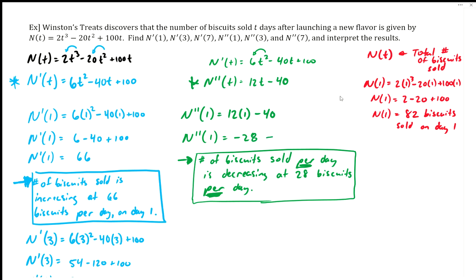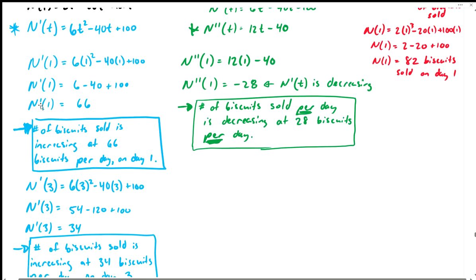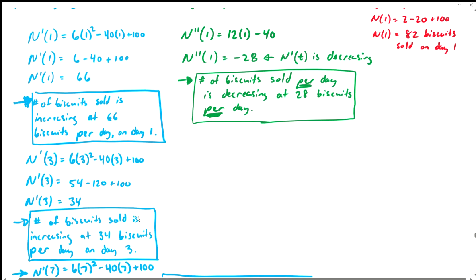Okay, so this is saying your rate of change. So this is saying your n prime of t is decreasing, which shows from n1 to n3. Okay, so this is like a predictor of what's happening or what will happen for us very soon. Notice it went from 66 to 34. So it's telling us, oh, something's about to happen with n prime of t.